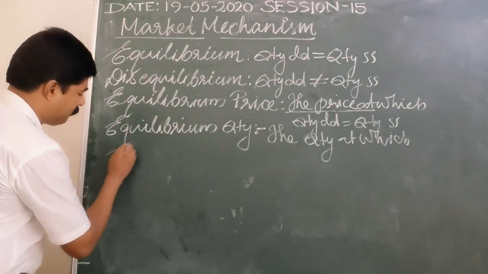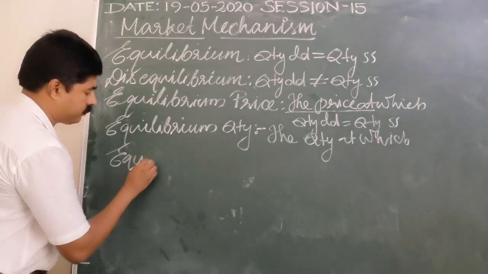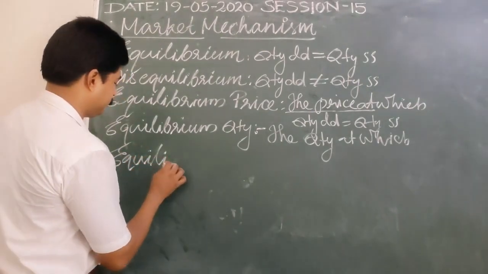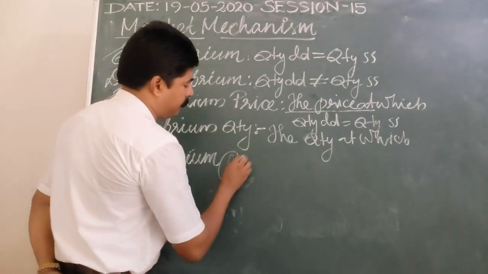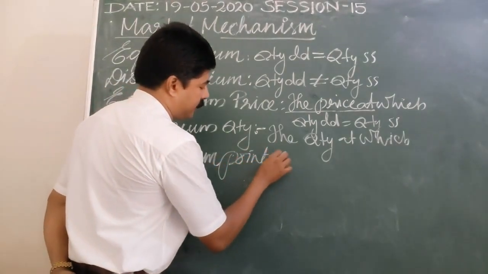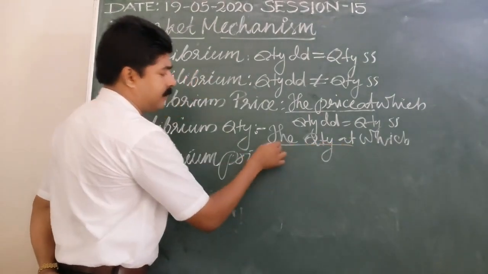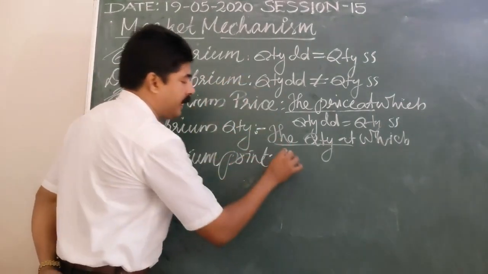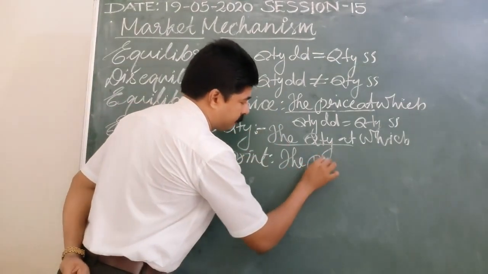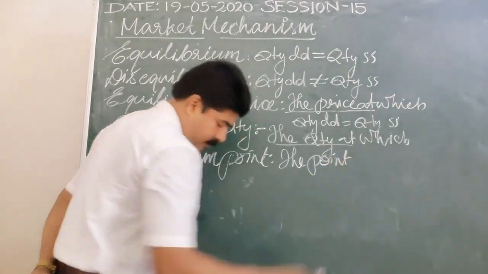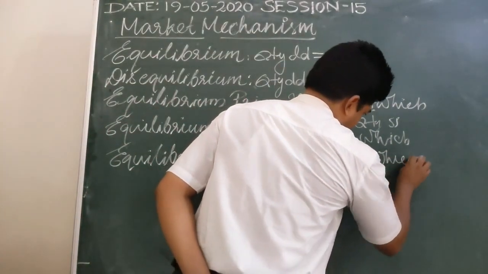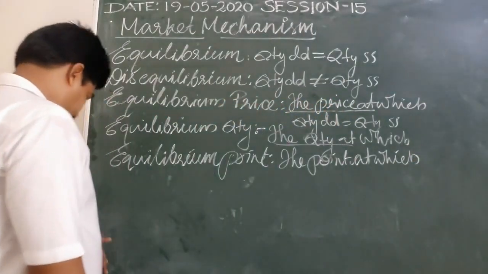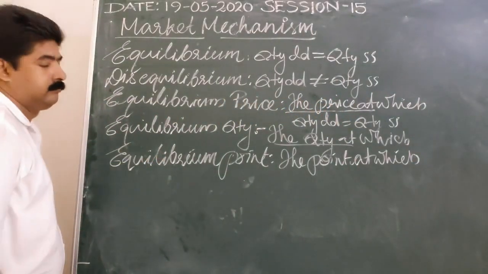Now one more, equilibrium point. What is equilibrium point? Only this must change: the point at which quantity demanded equals quantity supplied.